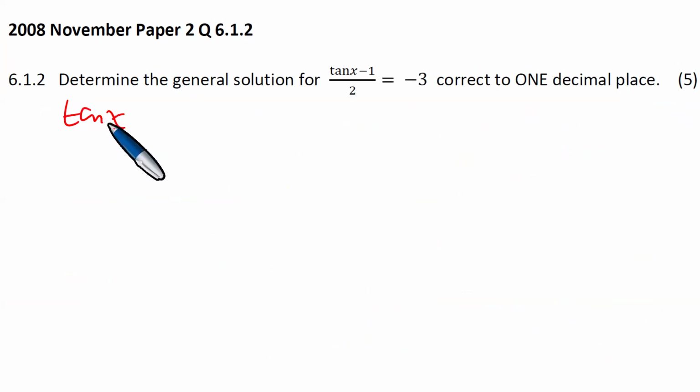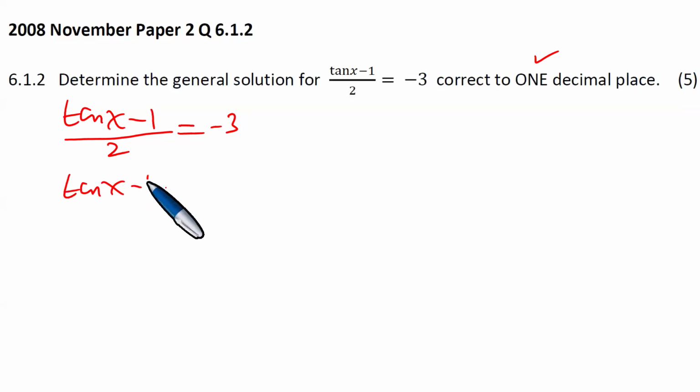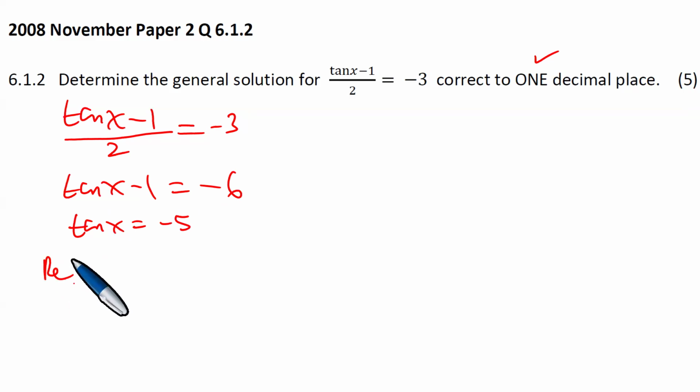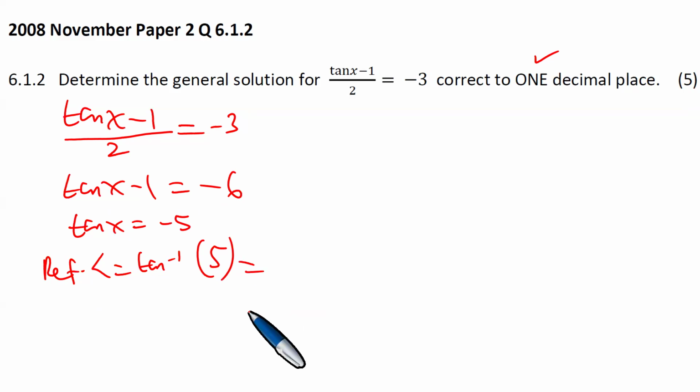Right, so if you have (10x minus 1) divided by 2 is equal to -3, correct to one decimal place. We cross multiply, getting 10x minus 1 is minus 6. 10x becomes minus 5 if you add the 1. And then we need to get our reference angle, and our reference angle is arctan 5, taking the positive of this.